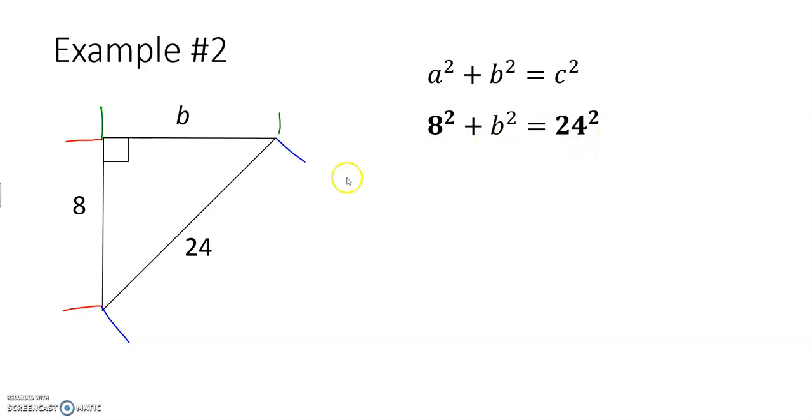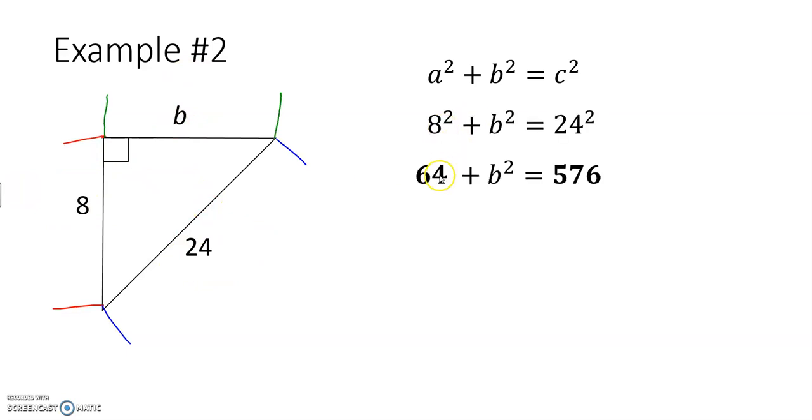And so our next step is going to be to find the areas of each of these squares. So we have 8 times 8 gives us 64. We still don't know what B is, so we just drop down, leaving it the same as B squared. And then 24 times 24 actually gives us 576.